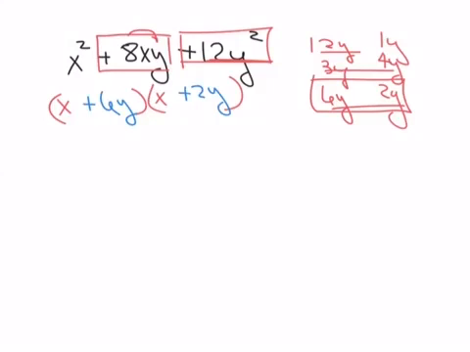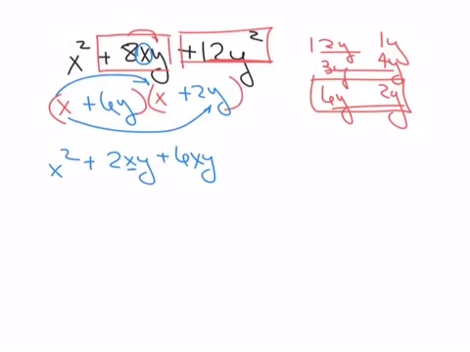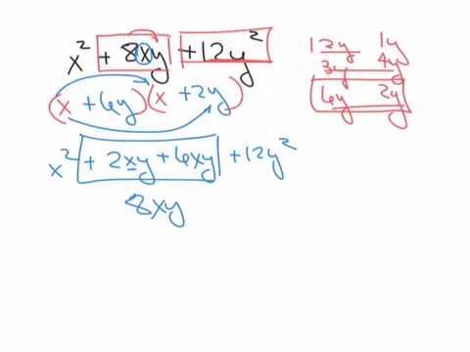Now let's do the FOIL method, and I'll show you how this x shows up. Multiply those two, and I get x squared. Multiply outside, and I get 2xy. See how that x just popped up there? Now when I do the inside, I get plus 6xy. And when I do the last, I get 12y squared. So when I add these together, I get 8xy.